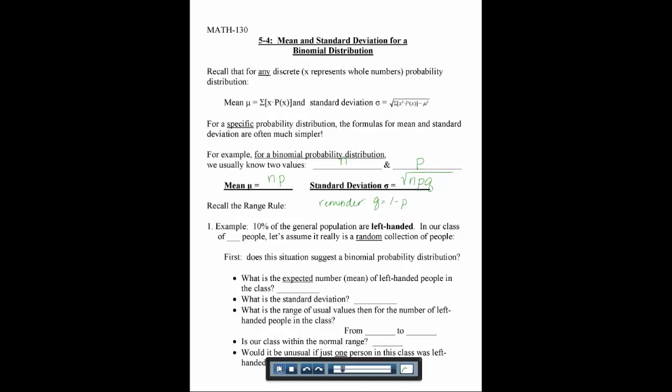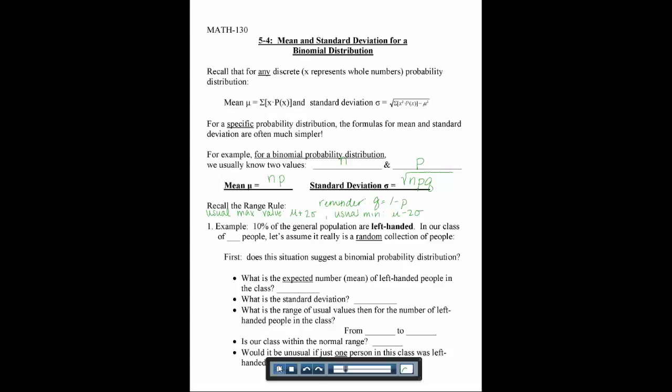Okay, so remember, we're going to use this for our range rule. So remember, our range rule told us that the usual maximum value would be the mean plus 2 standard deviations, and the usual minimum value is equal to the mean minus 2 standard deviations. So anything outside of those are considered unusual.